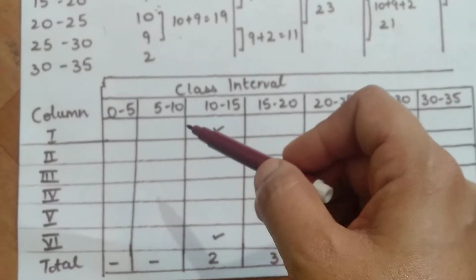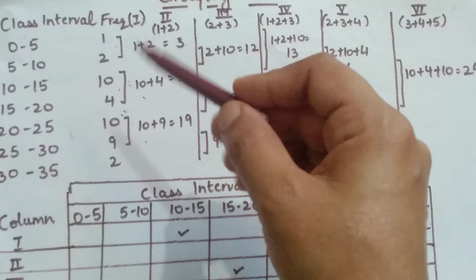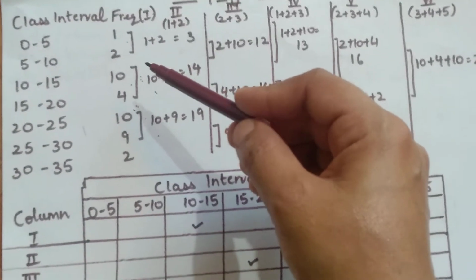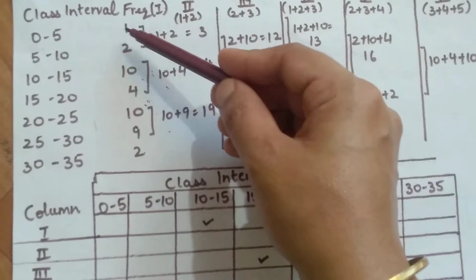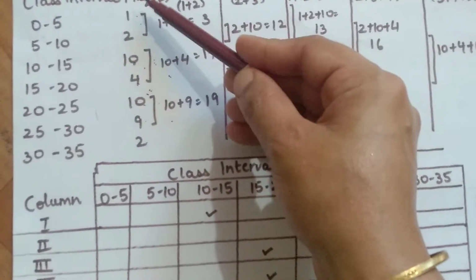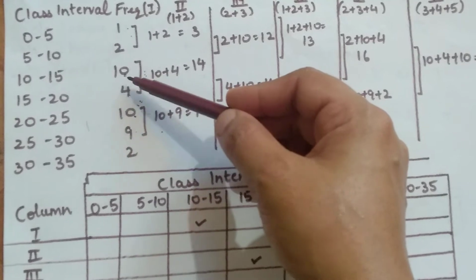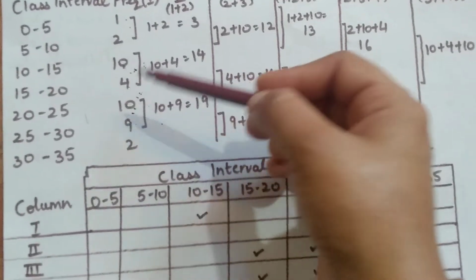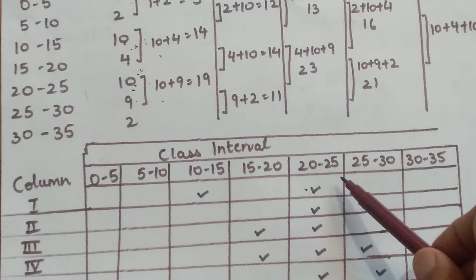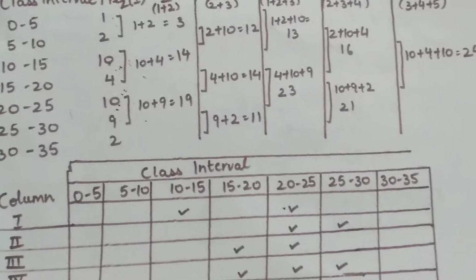After this, what we have to do? Again we will just move on to the grouping table. In the first column, we will find out which interval has the maximum frequency. For example, 1, 2, 10, 4, 10 and 9 and 2. So what is the maximum frequency over here? It's 10. 10 is coming at 2 intervals, 10 to 15 and 20 to 25. So I have put a tick against 10 to 15 and 20 to 25. Clear? The one which has the maximum frequency, I have taken that.